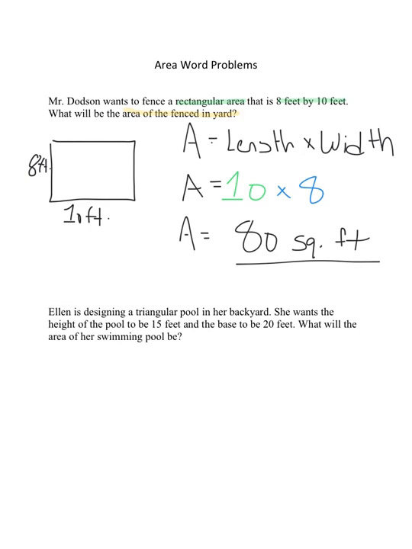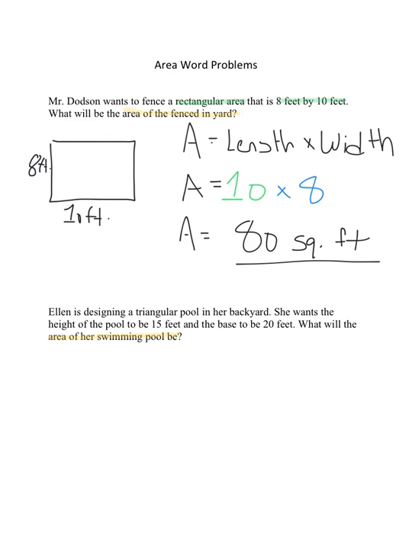Now problem number 2 is going to be a similar area problem. We're going to be finding the area, and it's going to read, Ellen is designing a triangular pool in her backyard. She wants the height of the pool to be 15 feet and the base to be 20 feet. What will the area of her swimming pool be? Once again, important to note, what are we asked to find? Well, in this case, once again, we're asked to find the area of the swimming pool.